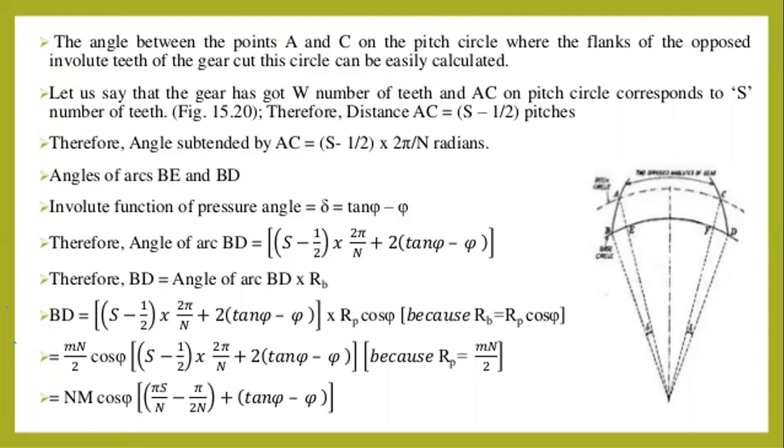Let's say that the gear has N number of teeth and AC on the pitch circle corresponds to S number of teeth. So that is S number of teeth. Therefore, distance AC is equal to S minus 1/2.